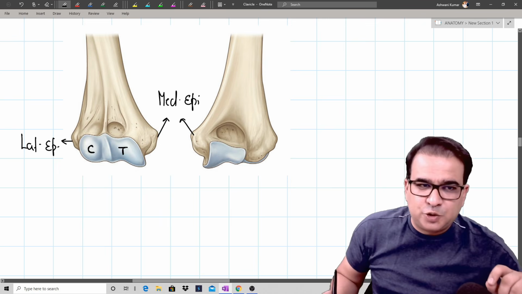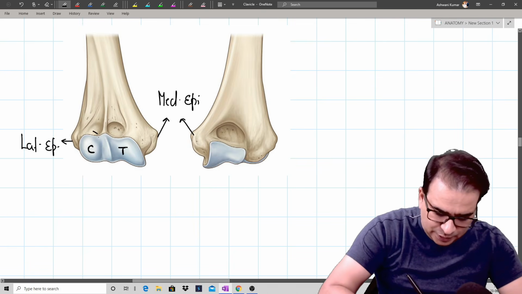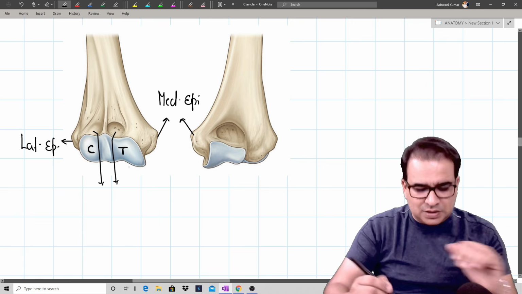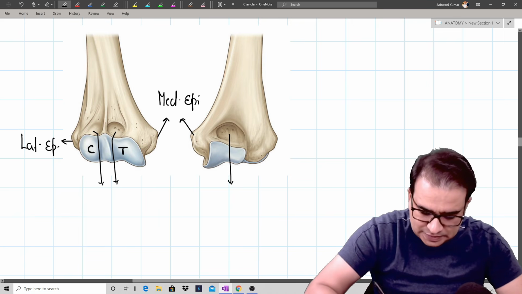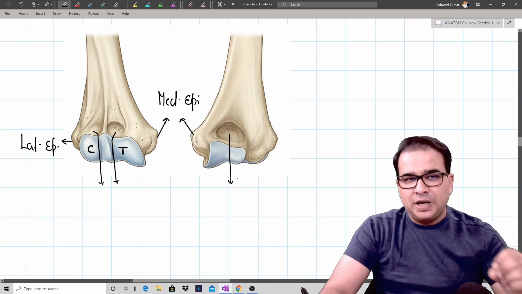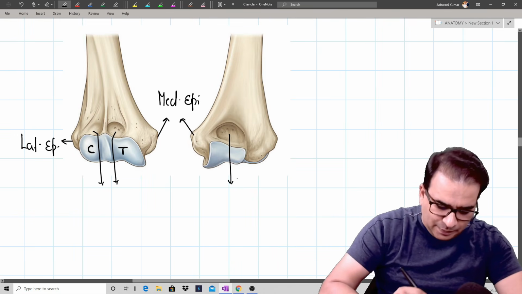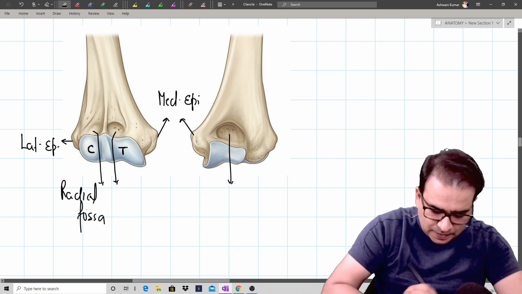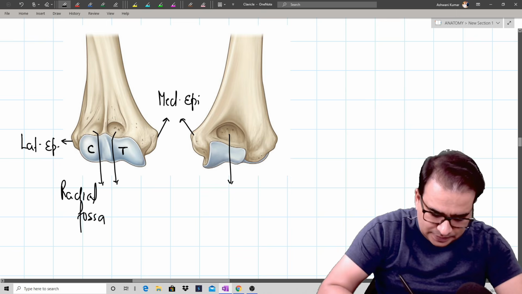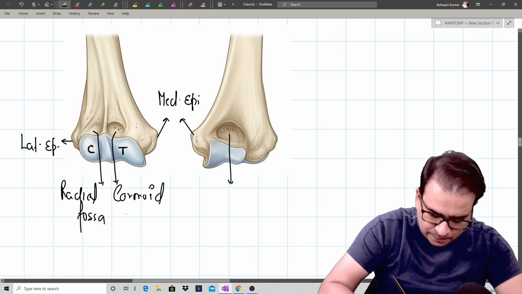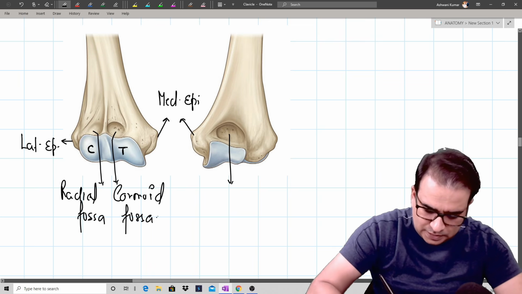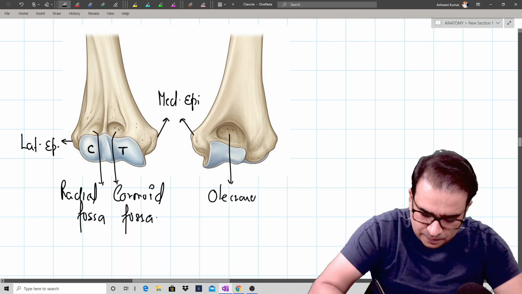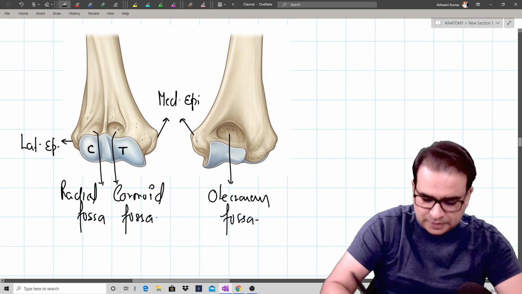So there's an interesting fact that you should remember from here. Above the capitulum there is a fossa, above the trochlea there is a fossa, and when you turn the humerus, again above the trochlea on the posterior side there is a fossa. So there are three fossae which you'll appreciate in the lower end of the humerus. The one above the capitulum is called the radial fossa. The one above the trochlea is called the coronoid fossa. And this obviously here is the olecranon fossa.